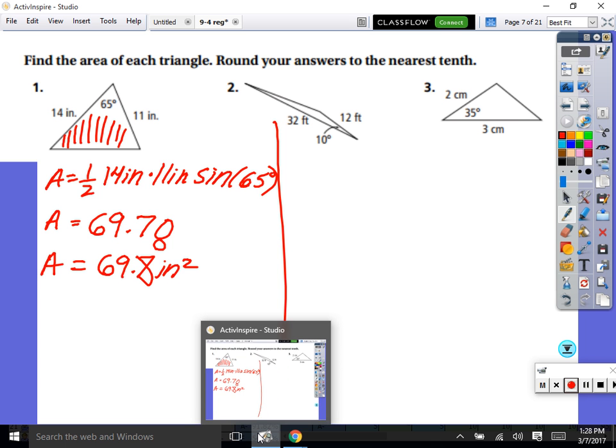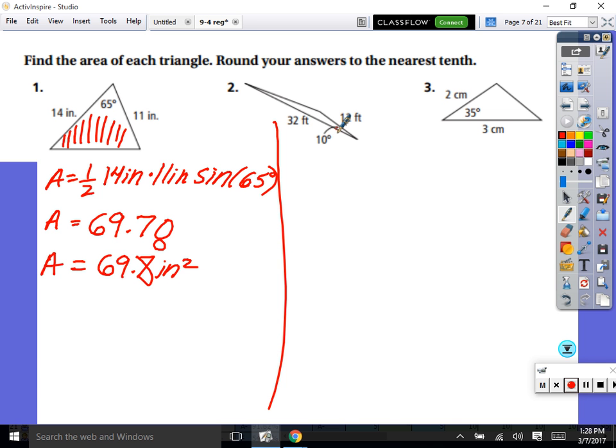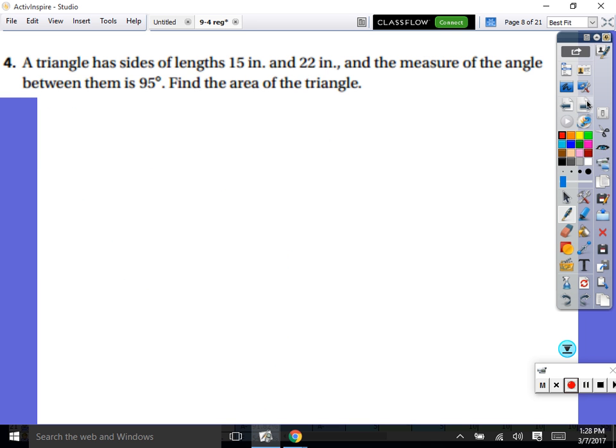Pretty easy, right? So couldn't I find the area of this one? 1/2 times that times sine of 10. What about this? Yeah, because I have a side, the other side, and then an angle in between. Do I need to do more examples? Are you guys good? What if I gave you a statement, because it's almost too easy if I draw the picture for you. I'm going to make it a goal on the test to not draw the picture. It says, a triangle has side lengths of 15 inches, 22 inches, and the angle between is 95. Find the area. Isn't that easy? You just draw the picture.